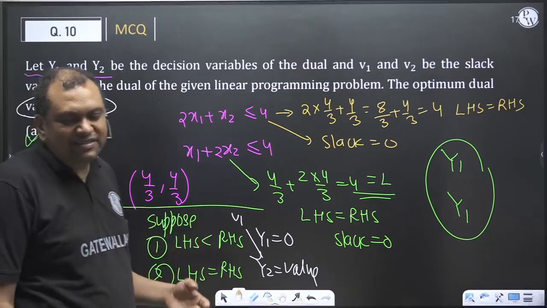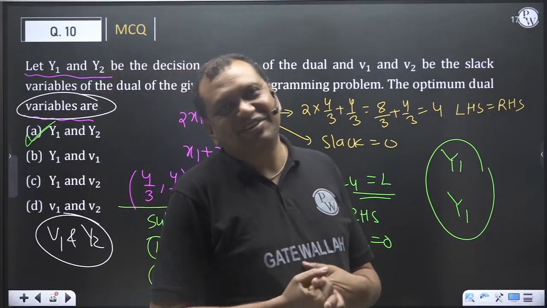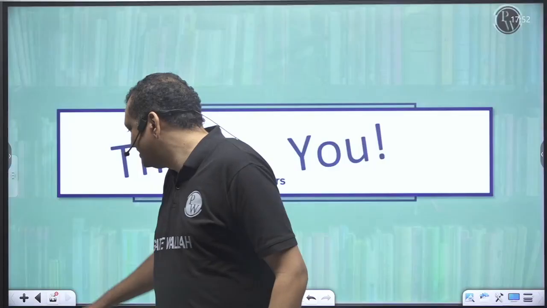So the complementary slackness theorem is a very important theorem. So that was your DPP.